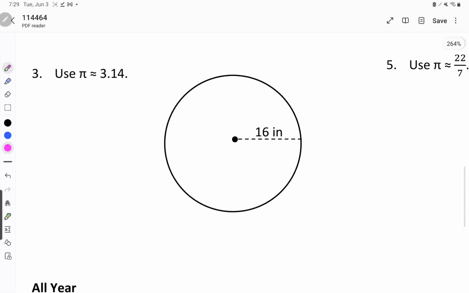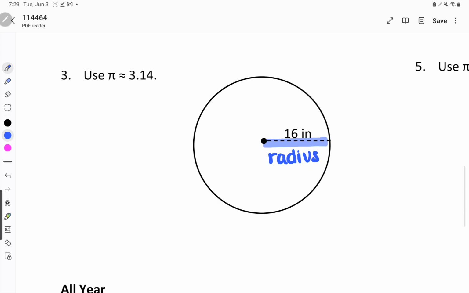Next one, I take a look at this right here, and is this a radius or a diameter? This right here is a radius. It only goes halfway across, so it's a radius. That means I use which circumference formula? Because radius starts with R, I use the formula that has an R.